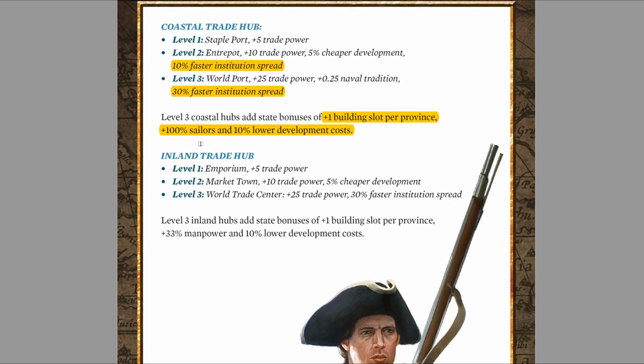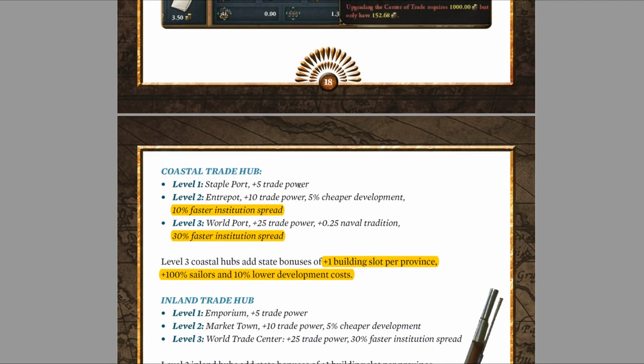Awesome. For inland trade hubs, plus 5 trade power, plus 10 trade power. Okay, it's the same. So you don't get naval tradition. That's the only thing. And then instead of the 100% sailors, you get 33% manpower. Okay, sure. This is interesting. I would pay 1,000 ducats to get the 25 trade power.